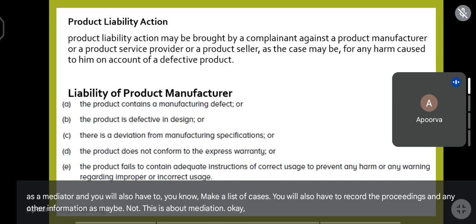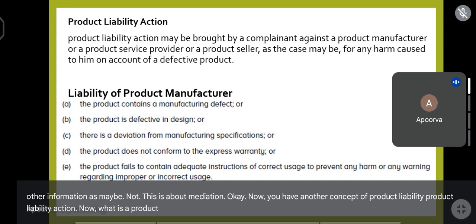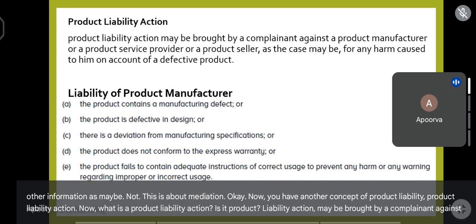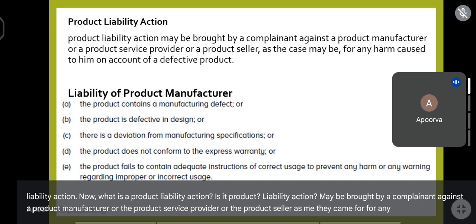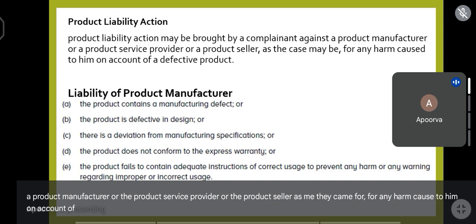Okay, now you have another concept of product liability action. Now, what is a product liability action? A product liability action may be brought by a complainant against a product manufacturer, the product service provider, or the product seller, to claim for any harm caused to him on account of a defective product.